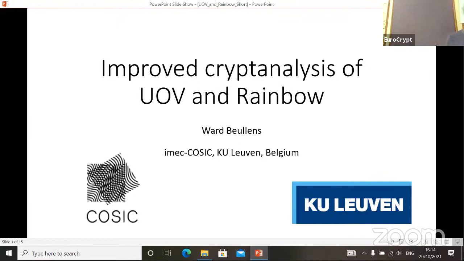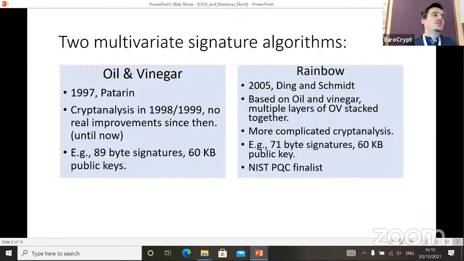So the next talk is by Wouter Beullens, and it's about improved cryptanalysis of UOV and Rainbow. Hello everybody. I'll be talking about Oil and Vinegar and Rainbow. Those are two multivariate signature schemes. The first one, Oil and Vinegar, is the oldest one. It was invented in 1997 by Patarin. In the following years there were some cryptanalysis results, but then those attacks dried up, and there have not really been any real improvements since then.